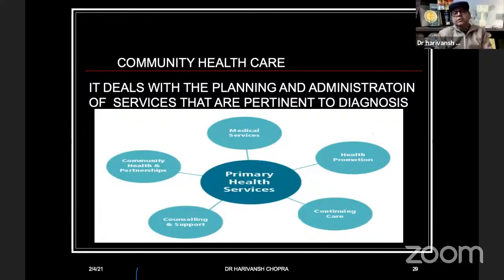So then what is community healthcare? It deals with the planning and administration of services that are pertinent to the diagnosis. So you have to plan the community healthcare. This way, I wanted to talk to you about how we have evolved. Now, what is the ultimate status? What are the functions of a community medicine specialist? And what are the various definitions?